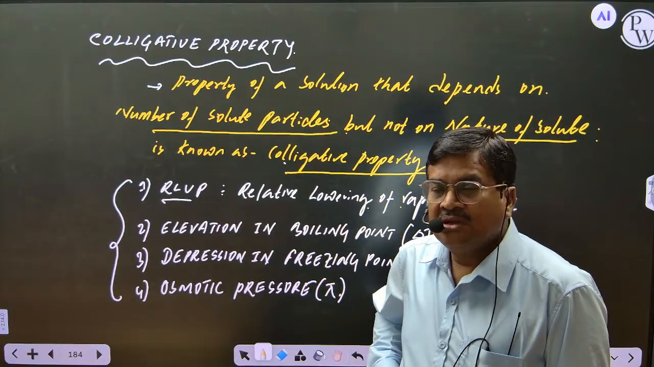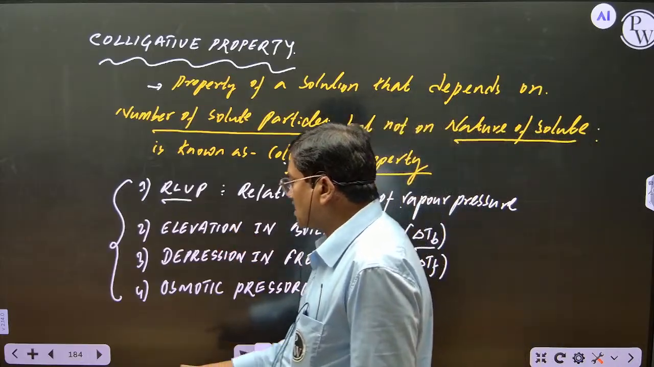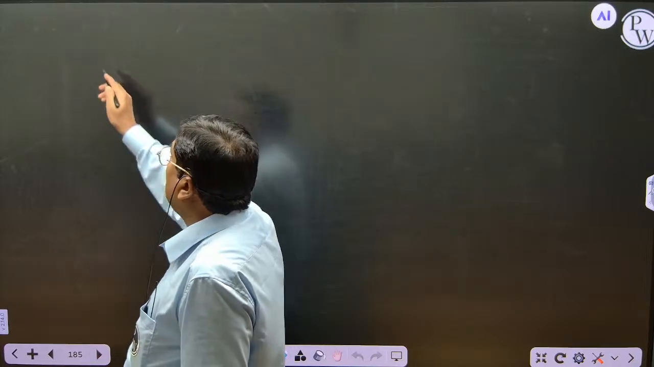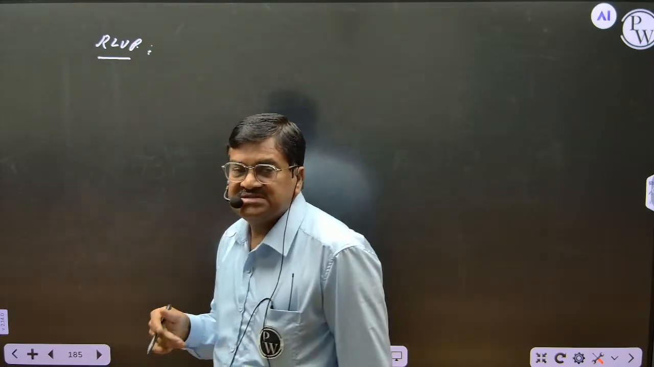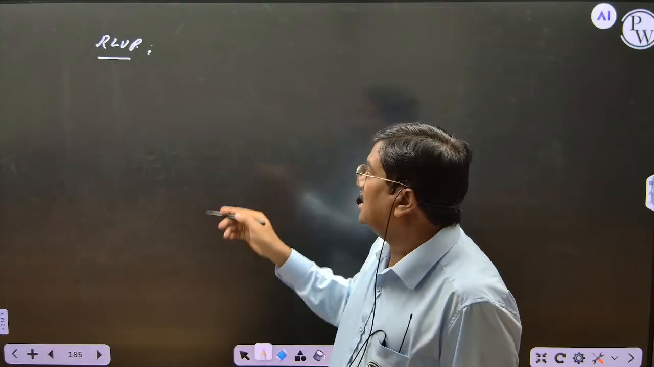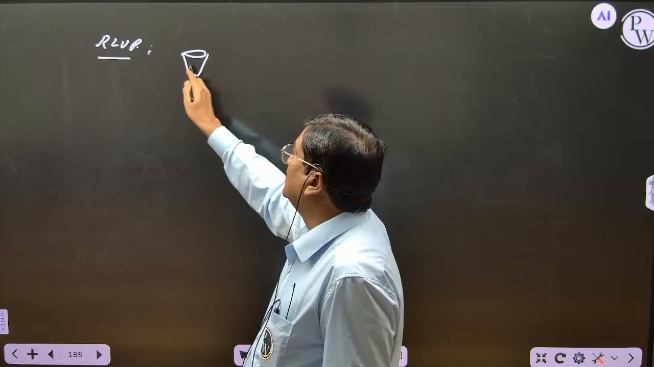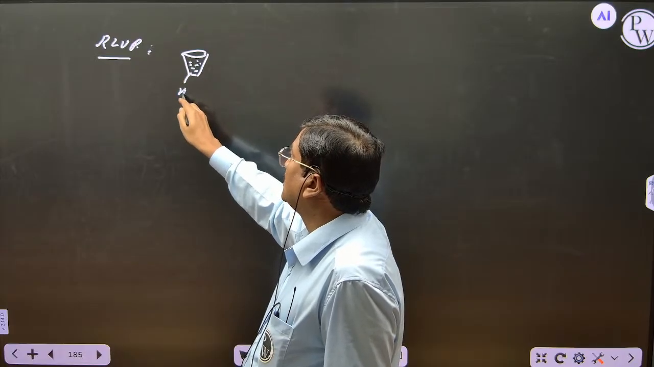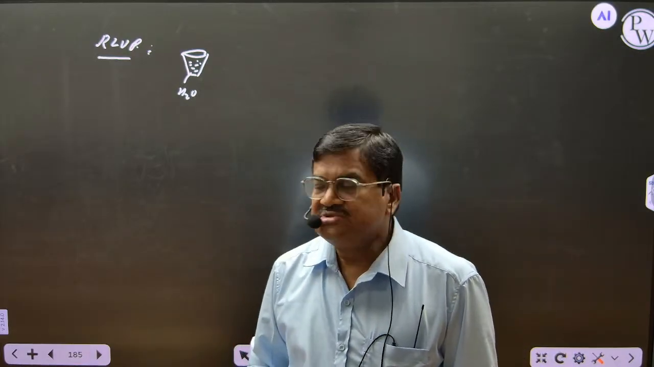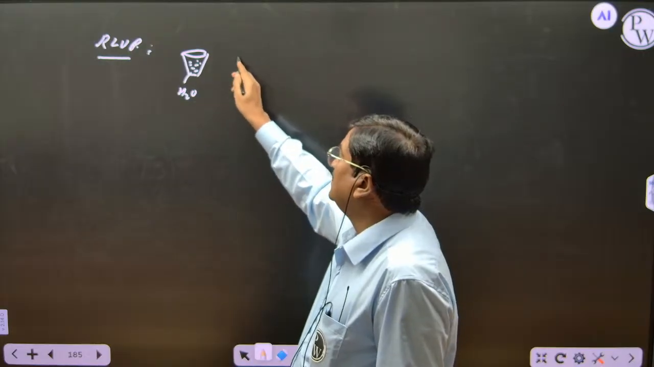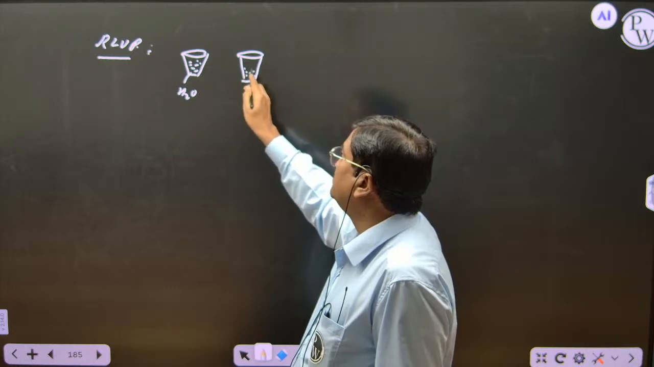Then students, now start writing relative lowering of vapor pressure. We start with RLVP. Now observe here, all of you. Before going to RLVP, let us consider this. I am taking a solvent here, pure water. Now to this solvent I am adding a solute, sugar. Assume some sugar I have added to the solvent. That makes a solution.